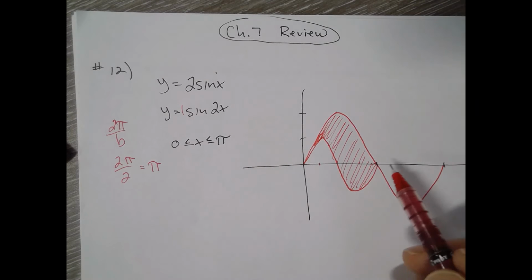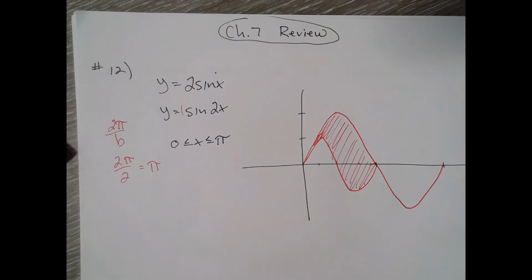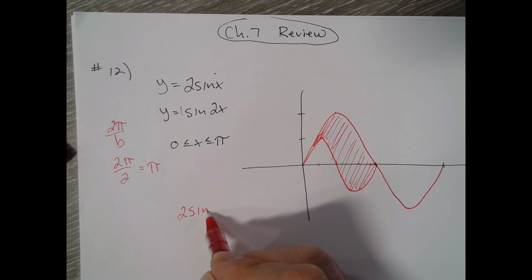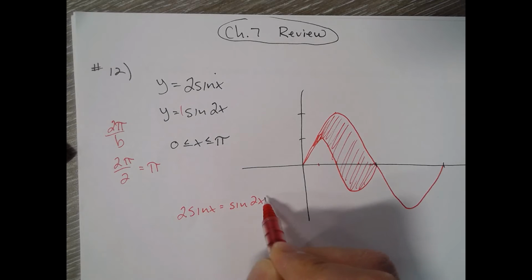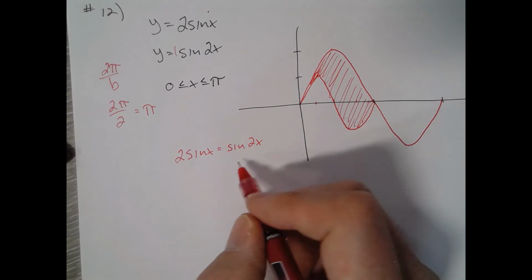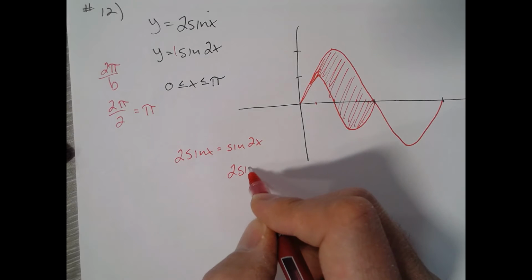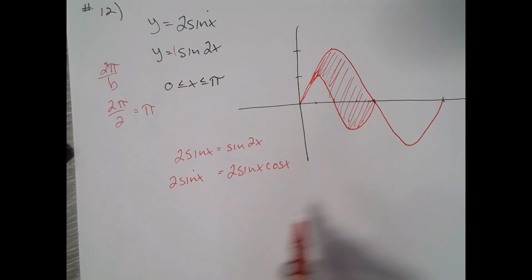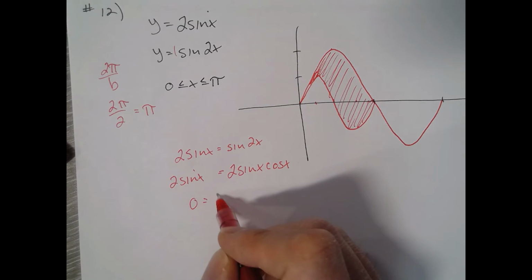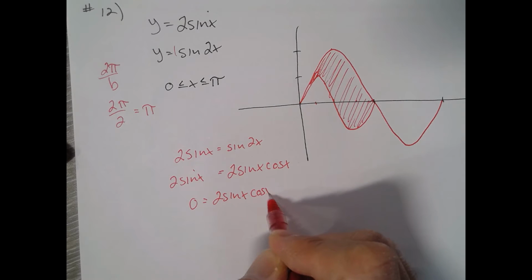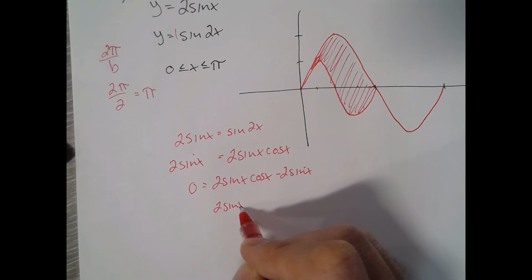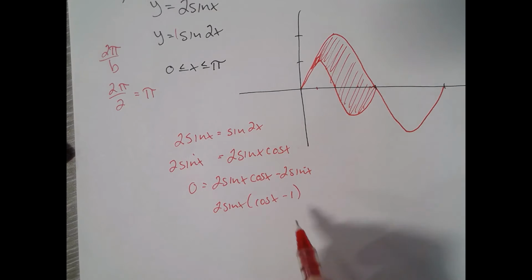So if we didn't know that they intersected at pi, we could set those equal to each other. Just a little trig equation review. 2 sine x equals sine of 2x. Sine 2x, that's a double angle for sine, so that's the same as 2 sine x cosine x. And you can move everything to one side. I'll move it to the right side too. Factor out a 2 sine x, left with cosine x minus 1. Set them equal to 0.